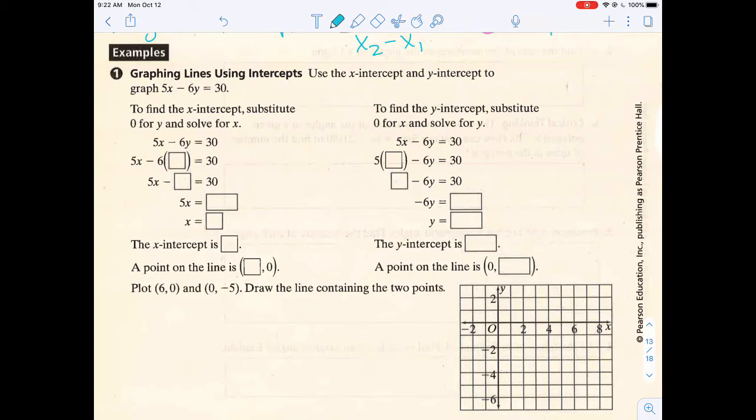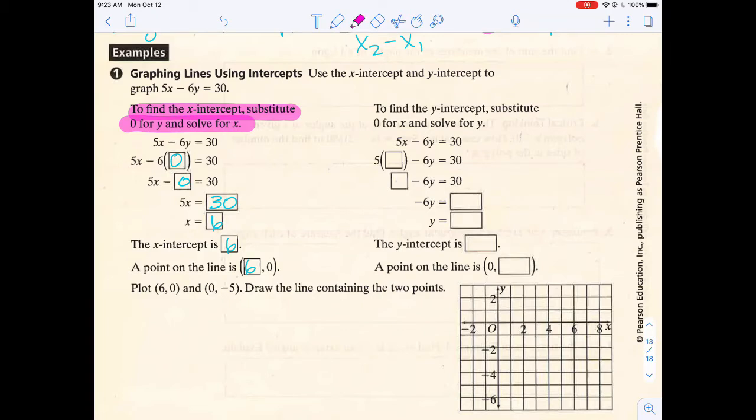Graphing lines using intercept. Use the x and y intercept to graph 5x minus 6y equals 30. So, to find the x-intercept, substitute 0 for y. So if you want to find x, make y 0. 6 times 0 is 0, so then 5x equals 30. If we divide by 5, x equals 6. So the x-intercept is 6, so that'd be the point 6, 0.